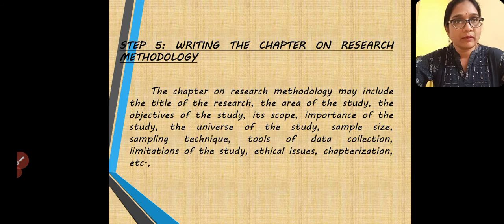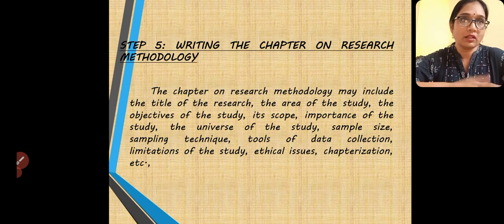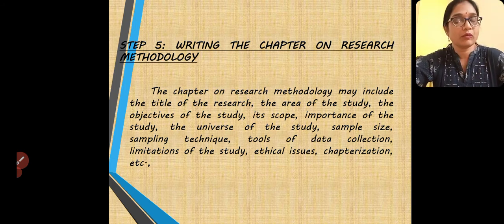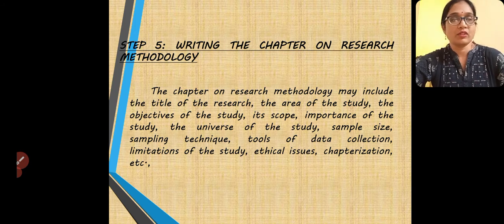Then next is writing the chapter on research methodology. This chapter may include the title of the research, the area of the study, the objectives of the study, its scope, importance of the study, the universe of the study, sample size, sampling technique, tools of data collection, limitation of the study, ethical issues, chapterization, etc. This is not an exhaustive list. You can change one or two here and there, and you can refer to some research projects and make some changes also.